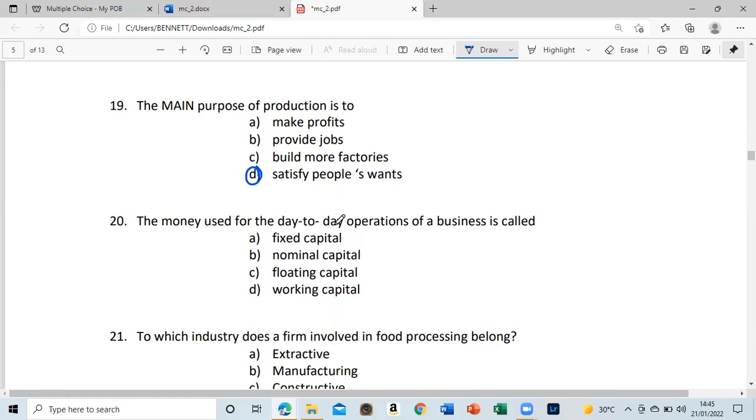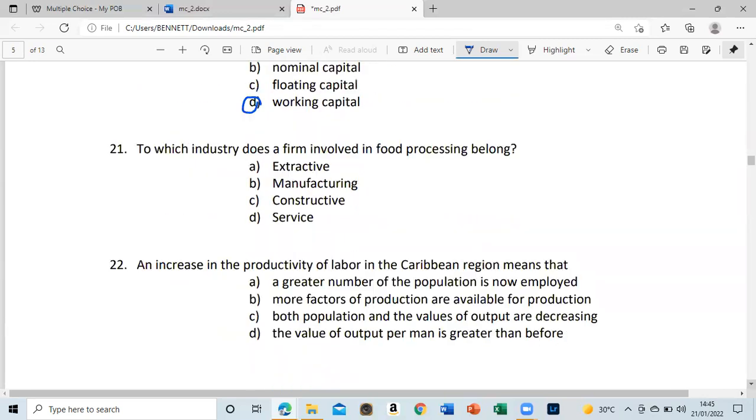The money used for the day-to-day operation of a business is called, is it A, fixed capital, nominal capital, floating capital, or is it working capital? Now let's move on to 21. To which industry does a firm involved in food processing belong? Is it extractive, manufacturing, constructive, or service? And that would be manufacturing.